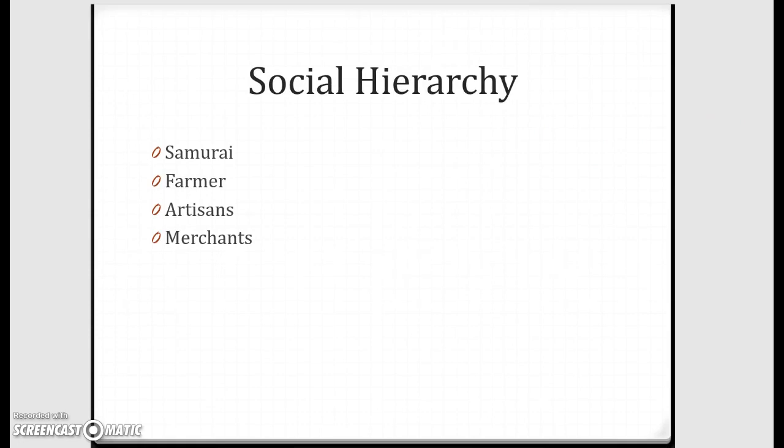I don't have a specific timeline for this, but basically the samurai are right at the top, followed by the farmers. Even though you might think that farmers are just farmers, in Japanese society they are more highly regarded because of their ability to produce food. And using common sense logic, you can produce food while the merchant cannot. You are more important, right? Because without food, you are going to die.